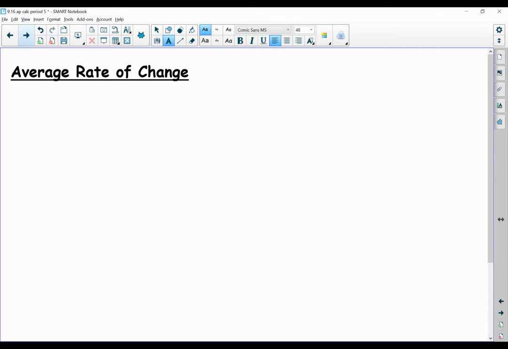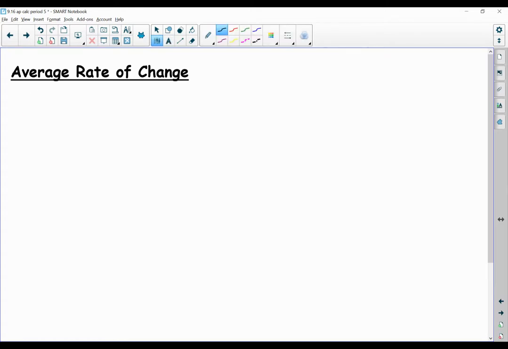So we're going to first talk about average rate of change. In general, the average rate of change of a function over an interval is the amount of change in the function's value divided by the length of the interval. In other words, it's the change in the value divided by the change in the domain, or the change in the height divided by the change in the domain. It's kind of like a general slope.